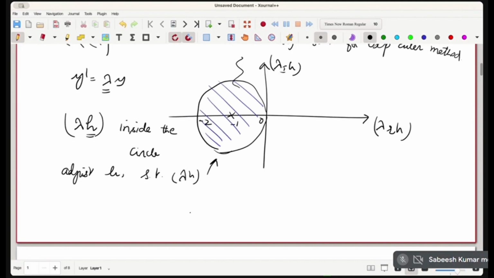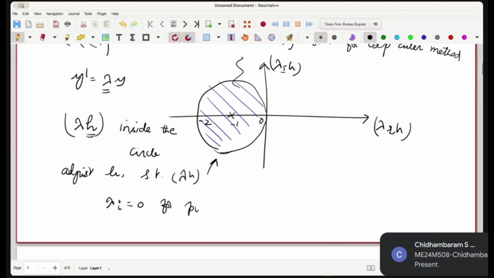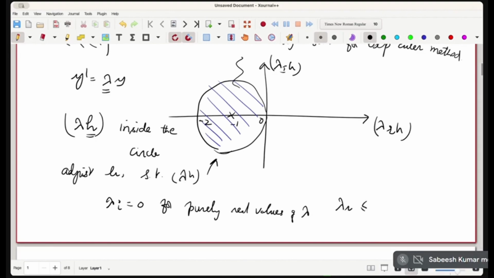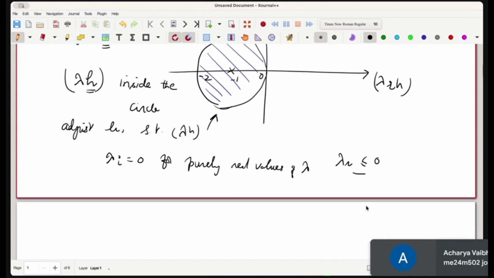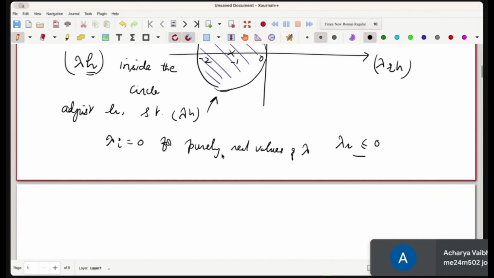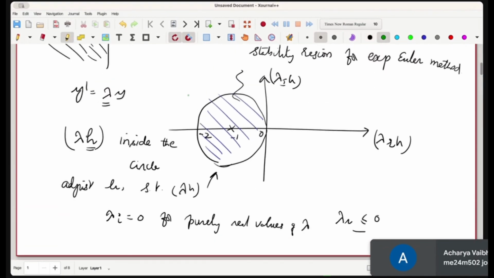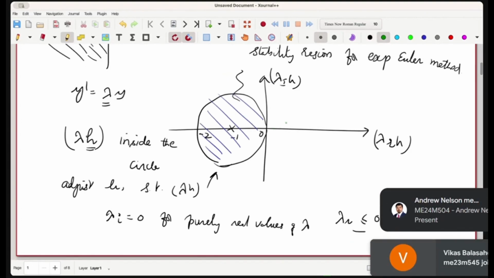Okay. Now we also said, okay, if you have purely real values of lambda, that means lambda I is equal to 0. That means for purely real values of lambda, that means lambda r is less than or equal to 0, because lambda r can never be greater than 0. You will not get any physical problems where things will grow indefinitely, right? So then lambda r is less than or equal to 0. If that is the case, we can say that essentially we are, because lambda r is the only thing that is available, we are on the x-axis, right? Essentially, we are on the x-axis.